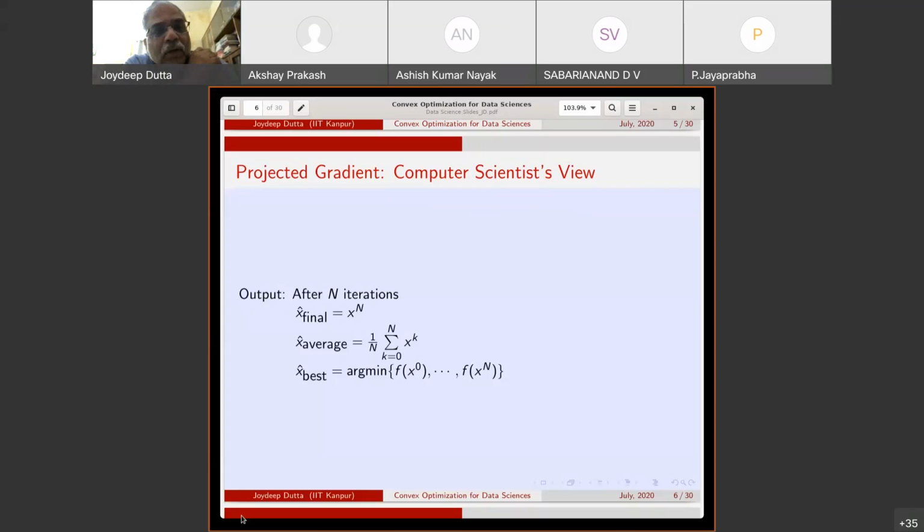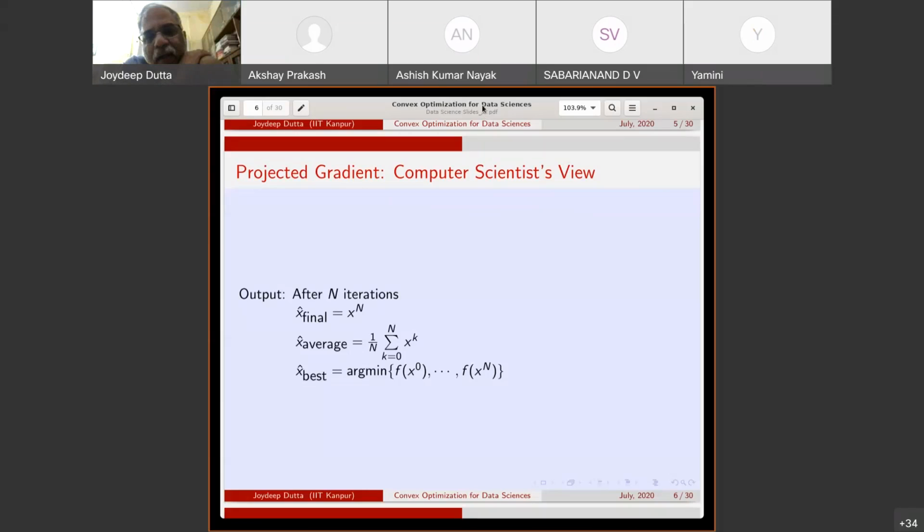Or in some cases, they prefer an average, which is called the ergodic output: you sum the vectors x0, x1, x2, up to xk, and divide by n, or by n plus 1 if you want. Usually it's divided by n. It's called an ergodic average.